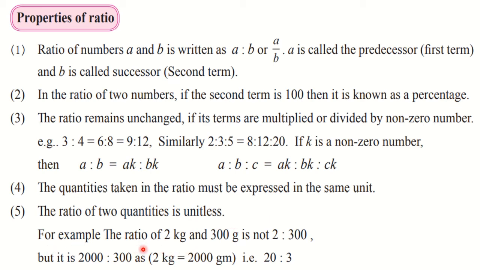Okay, the example here: the ratio of 2 kg and 300 grams. So see, one quantity is in kg and the other is in grams. So we cannot write it as 2 is to 300, because we have seen that they should have the same unit. So here we have to convert this 2 kg to grams. When we convert to grams, we get 2000. Now 2000 grams and 300 grams we can compare. And that ratio will be 20 is to 3. So this is wrong and this is correct. So this is important, that whenever you want to find a ratio, both the quantities should be in the same unit.